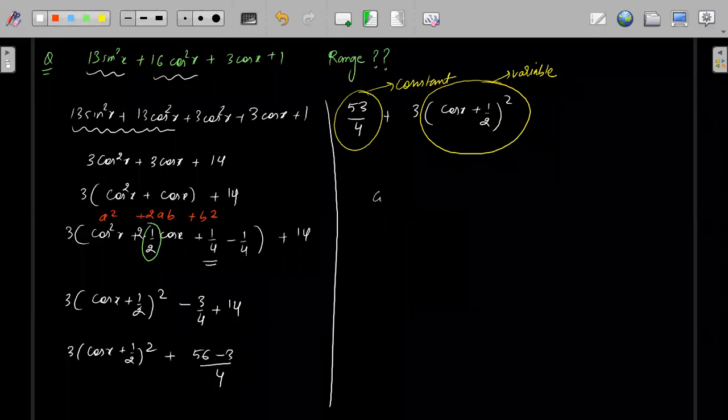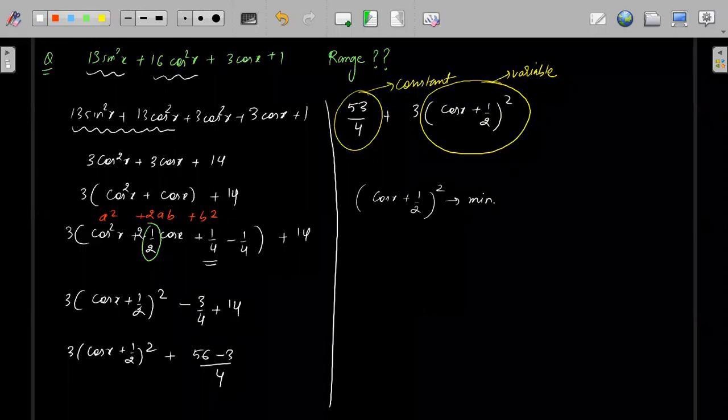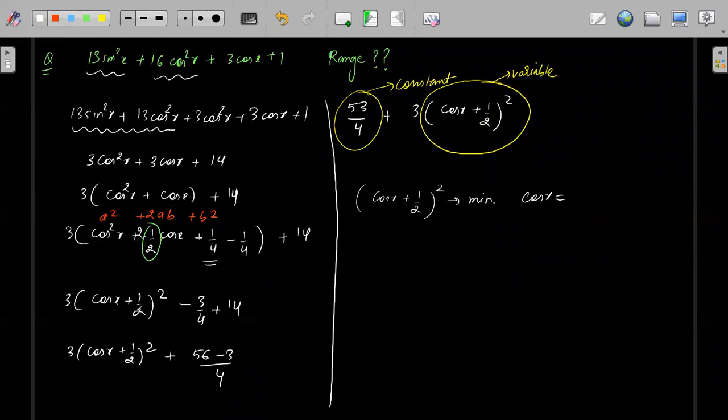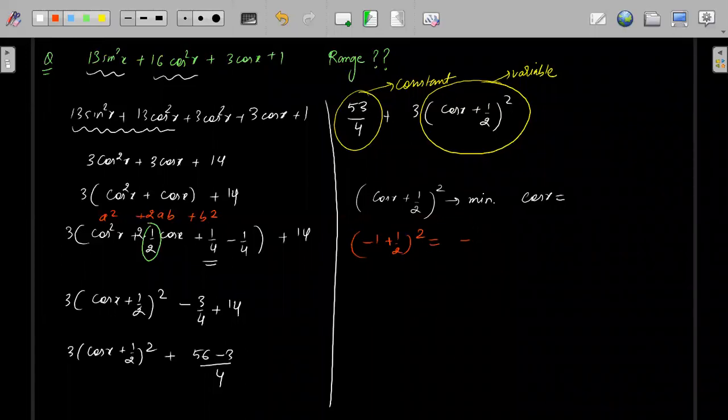So, (cos x plus 1 by 2) whole square. Tell me, what will be the minimum value? For what value of x, or rather for what value of cos x, should it be minimum? Many of you are saying minus 1. If I substitute minus 1, I get (minus 1 plus 1 by 2) whole square, which becomes (minus 1 by 2) whole square, that is 1 by 4.